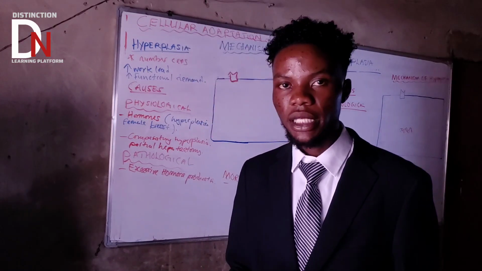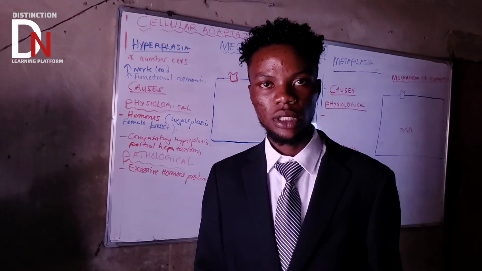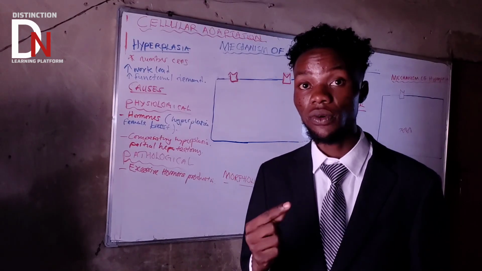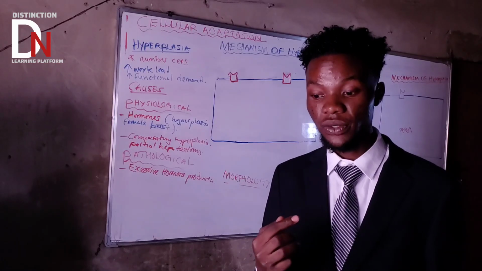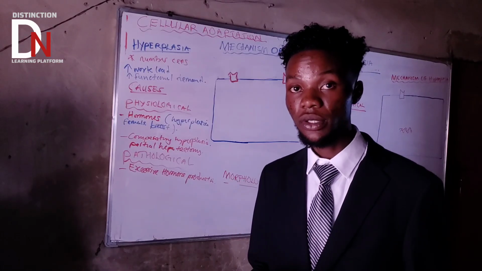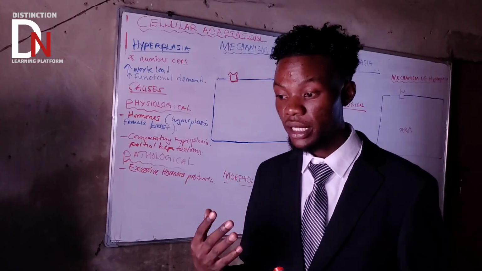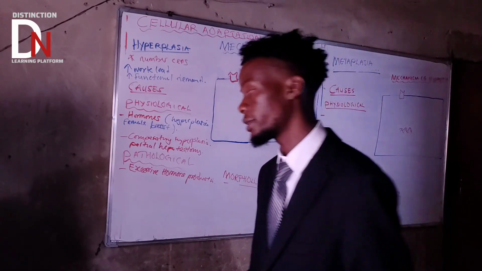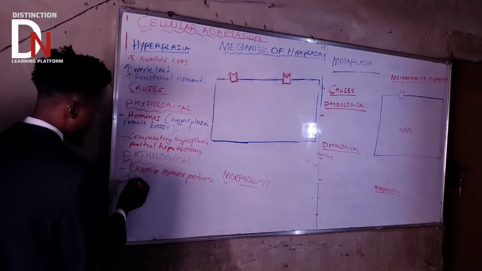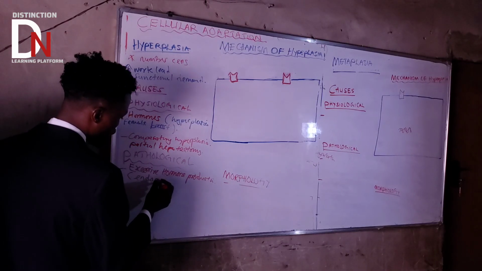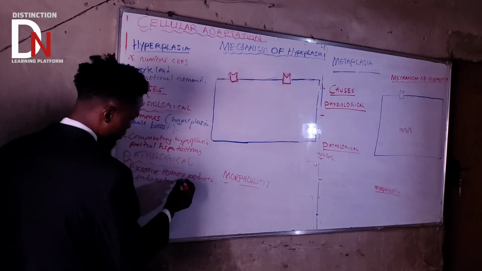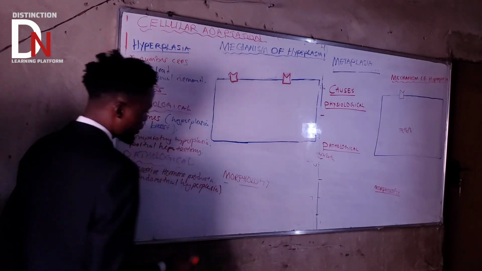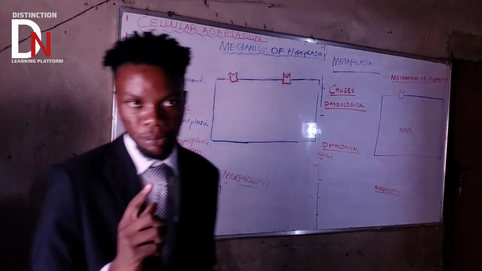Someone who has an imbalance between progesterone and estrogen can result in what? Endometrial hyperplasia. So that's a pathological condition. Endometrial hyperplasia is not a normal response of the body. It's basically the abnormal response caused by certain things, pathological causes. Okay, so a good example is what? Endometrial hyperplasia. Good, important point here.